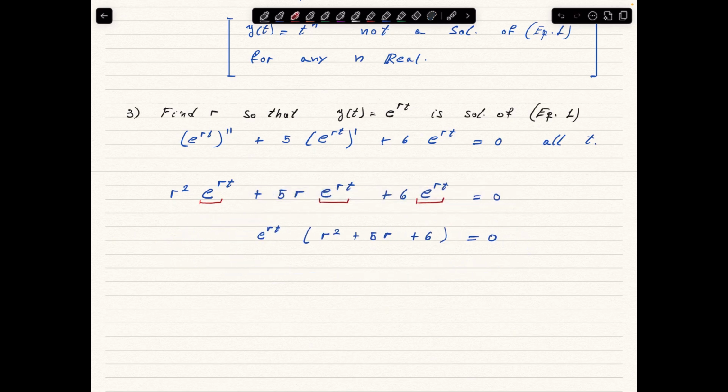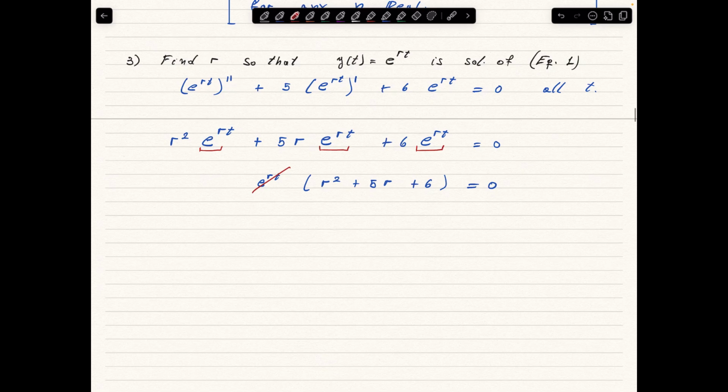As before, we can cancel the exponential, but then look what equation we get. After the cancelling of the exponential, we get an equation that does not have any t on the equation. It's only an equation for r, and the equation is that r squared plus 5r plus 6 has to be 0. We know how to solve these equations. So it looks like we are going to be able to find values of r after all. So this equation is important, so we are going to give it a name. We are going to call it the characteristic.